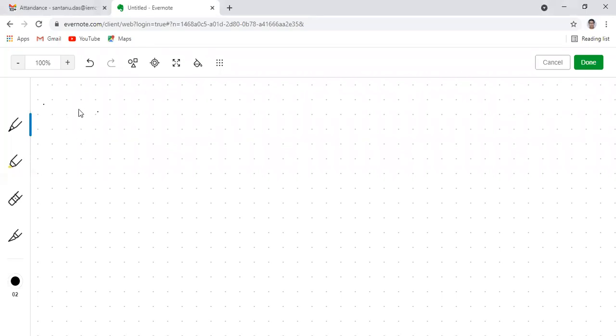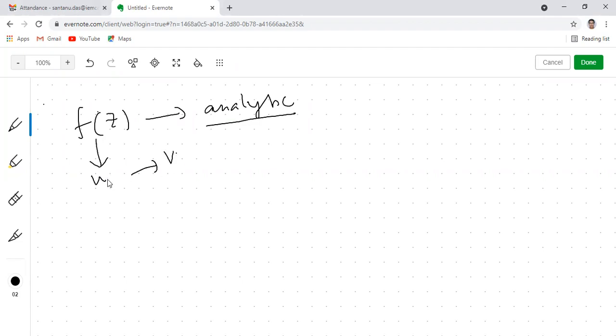Yes, sir. So we are going to identify f(z), which is an analytic function. It is given that f(z) is an analytic function. So what do we need to do? We know u. From that we want to identify v. If u is known and we can identify v, then we can frame the analytic function in the form u plus iv.